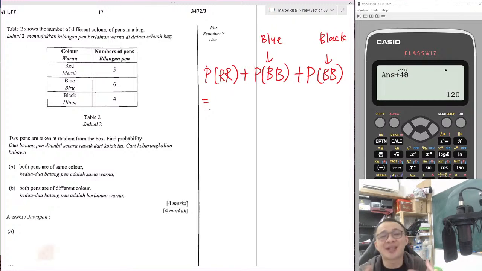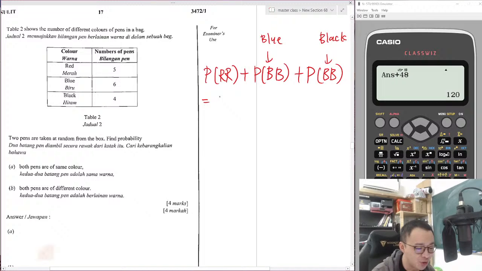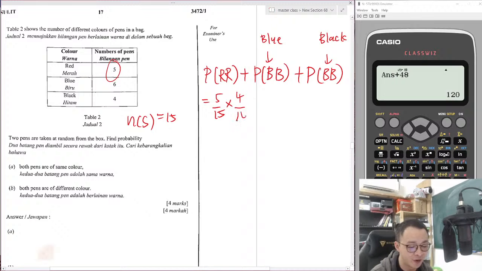Of course, it depends what kind of experiment you want to do. You still have the chance to do it like that. But in this case, I will just assume it is without replacement. Okay, so I want to choose red. The rate is 5 out of, what is the sample space total? 15. So it will be 5 out of 15. And then since it is without replacement, for the second red pen only 4 are left, and the total will be 14.